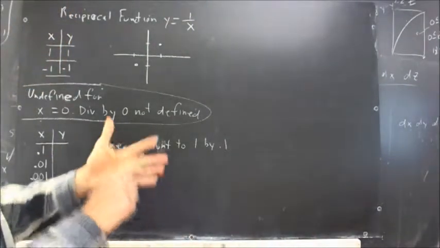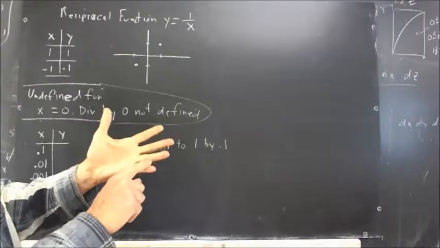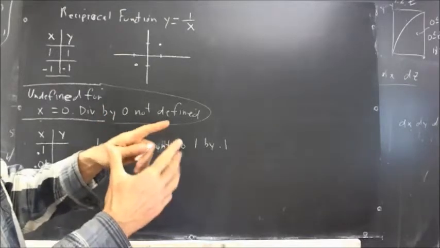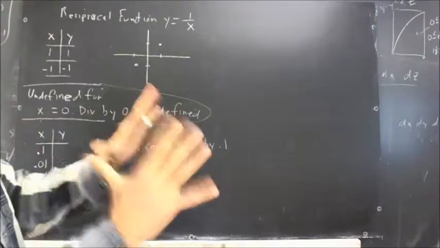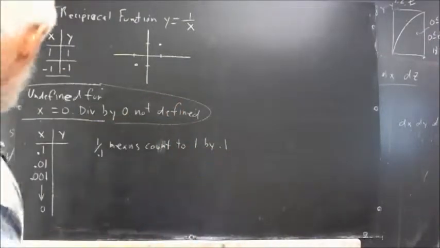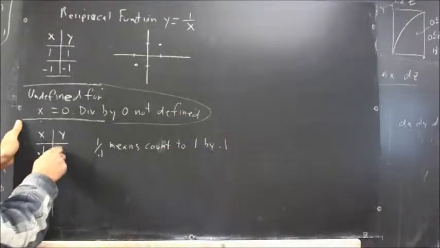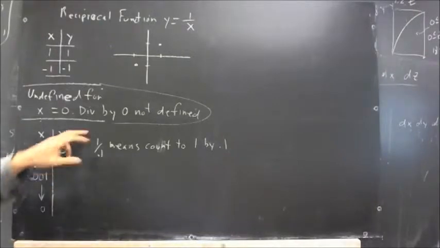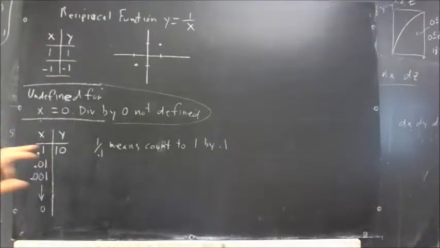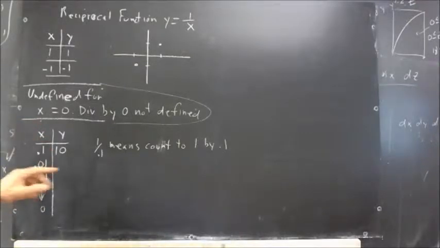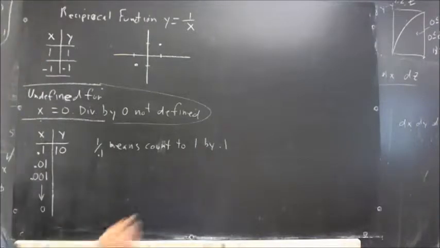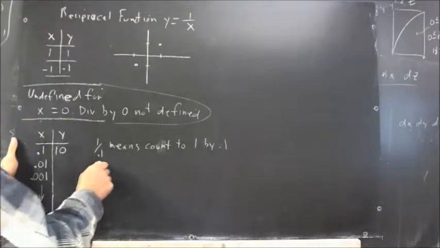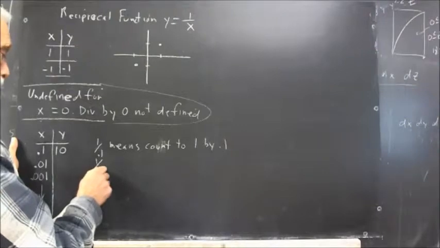Well, 0.1, 0.2, 0.3, 0.4, 0.5, 0.6, 0.7, 0.8, 0.9, 1. It takes 10. That's the reason 1 divided by 0.1 is 10. Not because your calculator tells you so, but because of what division means and what it means to divide by 0.1. Okay. Now, what does 1 over 0.01 mean?